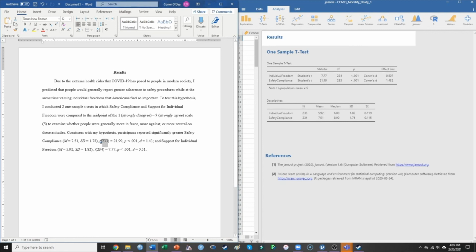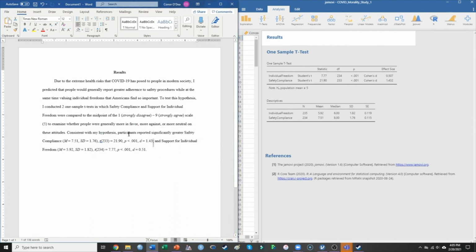So I'm saying t with 233 degrees of freedom was equal to 21.90. My p-value was less than 0.001, which we're seeing right there. And d was equal to 1.43. We're seeing that right there. And then after that, if you're reporting multiple lines of stats, I call this a line of stats here, you want to kind of separate them before you move on with your sentence with a semicolon here.